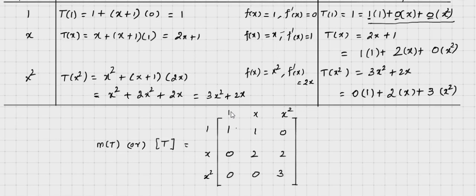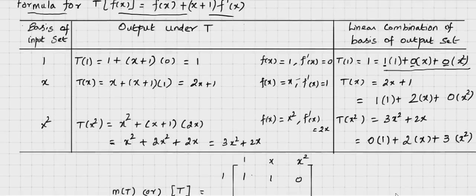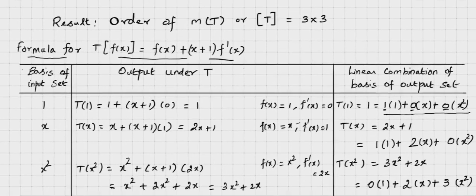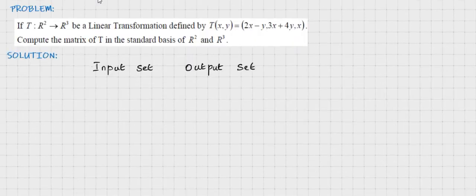Now check what is the order. The order of the matrix is 3 cross 3. This is what we have already explained in the result itself. Initially we have told, no? This one, right. We'll go for the next problem.